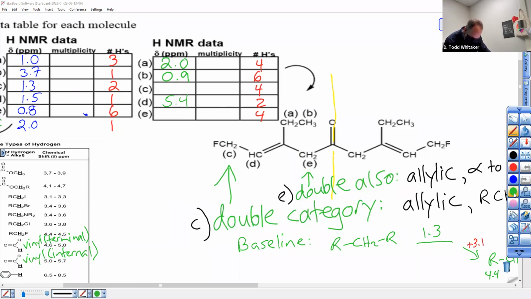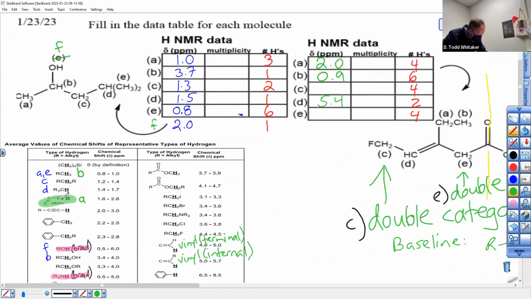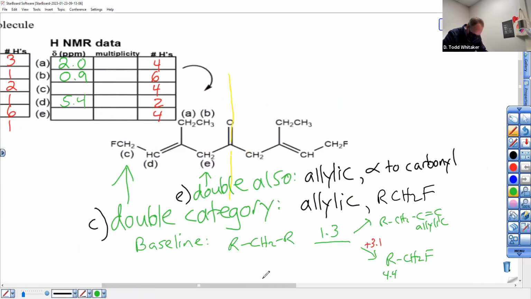Okay, now to get it to go the other direction and be also allylic, which means you're jumping to the allylic category. R, CH2, C double C, allylic. What's the number for allylic? Just give me something in the middle of allylic. 2. 2 is nice. So it goes to 2. What's your jump to get you from 1.3 to 2? Plus 0.7.